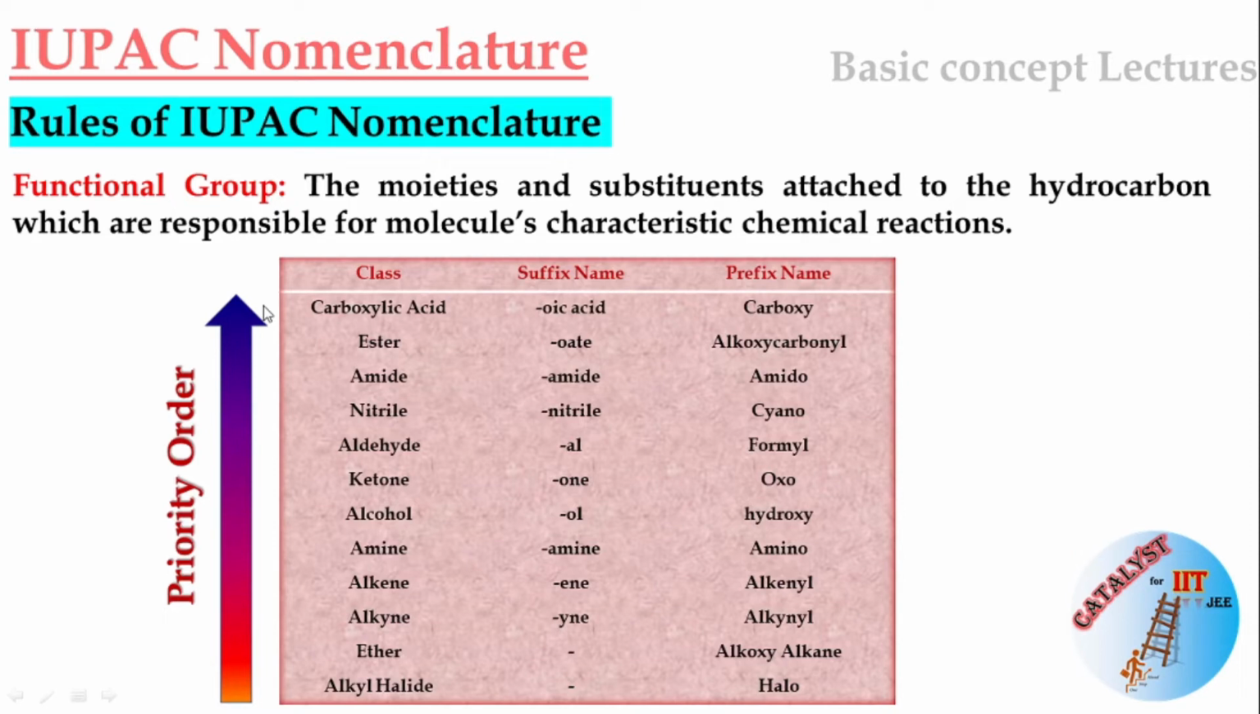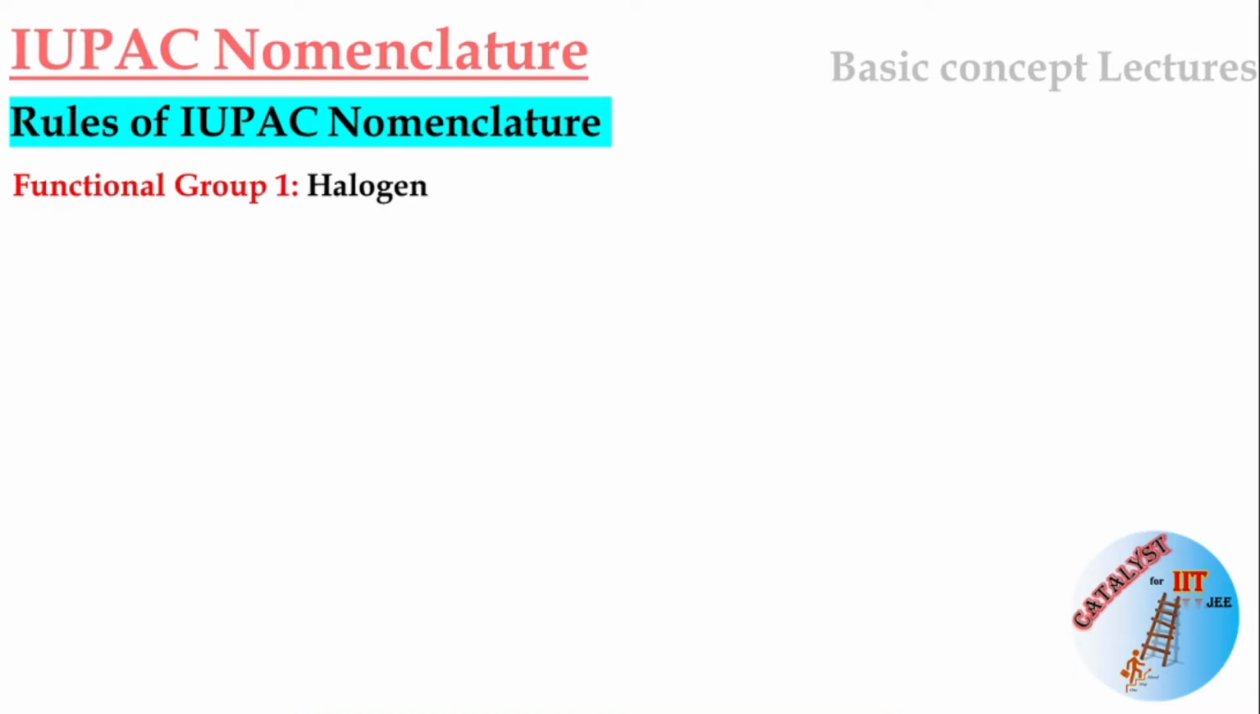And this is the priority order. If more than one functional group is present in a particular hydrocarbon, then you have to select in this priority order. For example, if a carboxylic acid and an aldehyde are both present in the same hydrocarbon, then you have to give priority to the carboxylic acid, not to the aldehyde. So this is the priority order set for the nomenclature of functional groups.